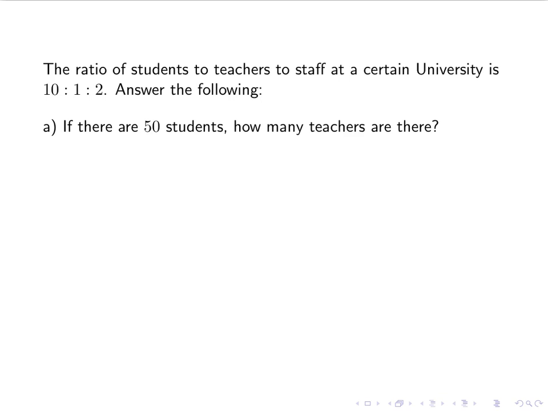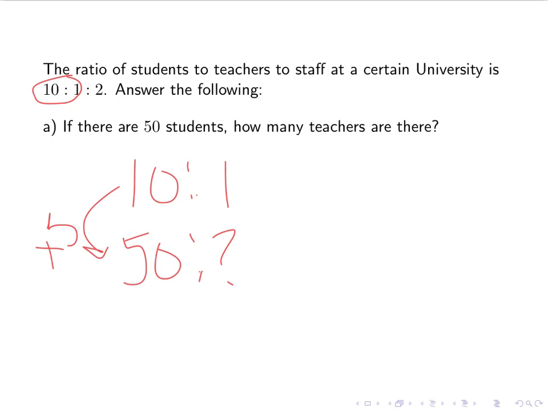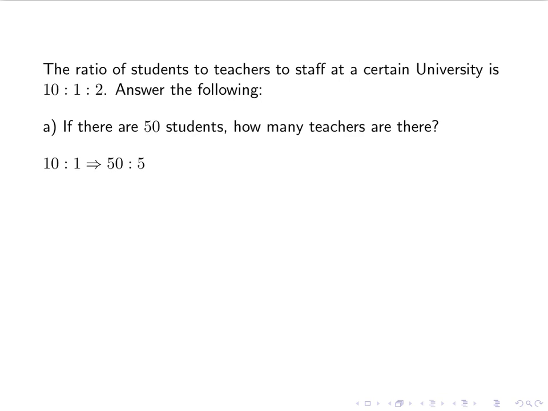So we want to look at the part of the ratio dealing with students and teachers. So that is the 10 to 1 part. And then we want to rewrite that as if the 10 were 50. So we want to go from 10 to 1 to 50 to what? So we just have to use some basic math here. These problems won't be difficult math-wise. So to go from 10 to 50, I want to multiply by 5. So we're going to do the same thing here and multiply 1 by 5. So we get 50 to 5. So notice that's the same ratio. So that means that there are 5 teachers.